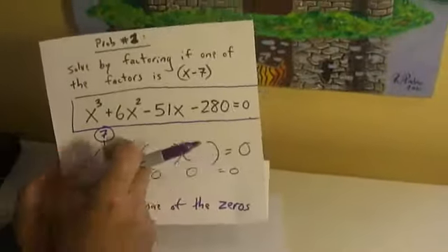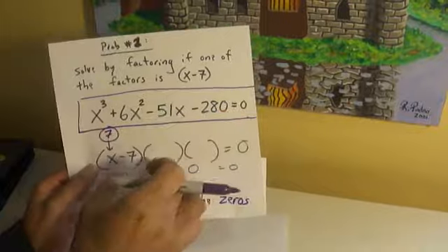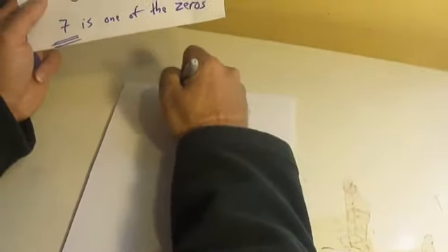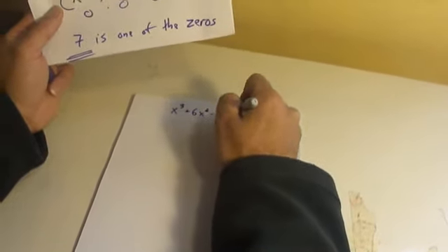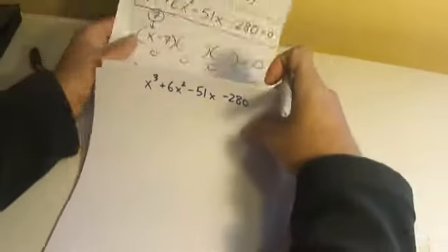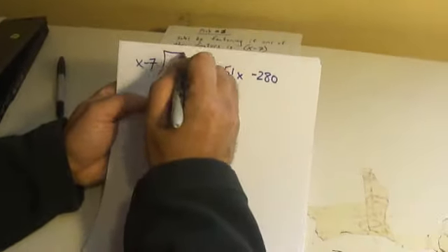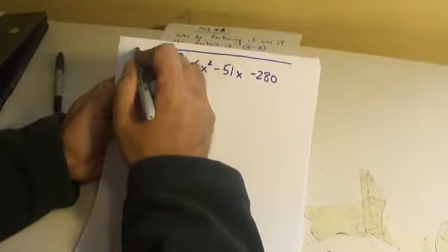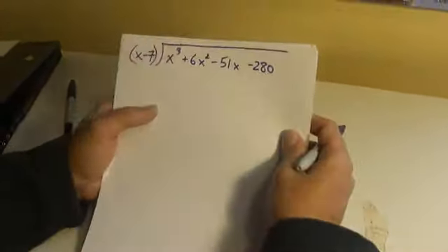Since we know what one of the factors is, we can now divide this whole polynomial expression by x minus 7. So we can go like this. We can go x cubed plus 6x squared minus 51x minus 280. Ooh, I'm going to want to hold this up a little, right? And we could divide that by x minus 7, just like this. Okay, we put that in parentheses. Now, if we can divide this polynomial by x minus 7, we're in business.